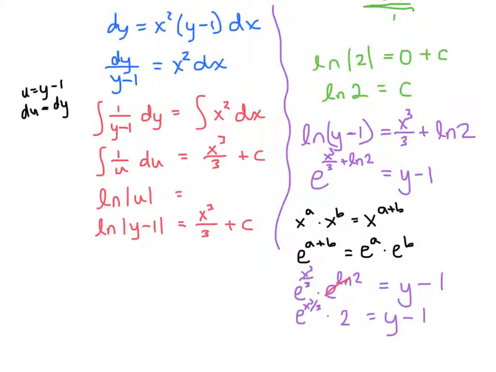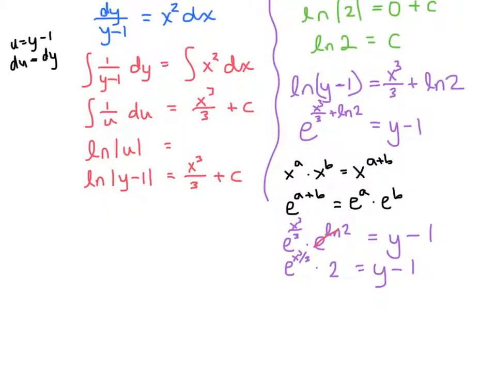So we have a couple last steps in order to finish this off. My last step to solve for y is just simply to add the 1 over. So I'm just going to rewrite this as 2e to the x to the third over 3 plus 1 equals y. And that's my final answer.